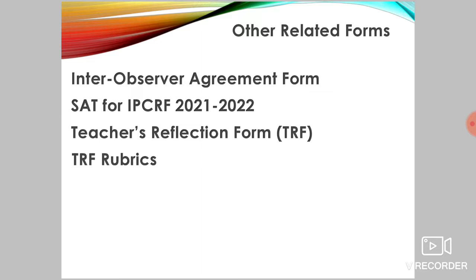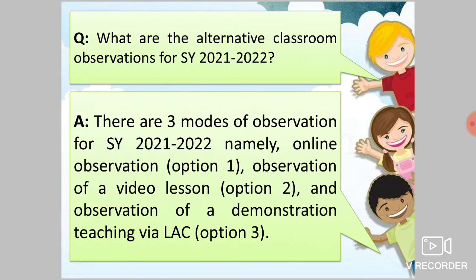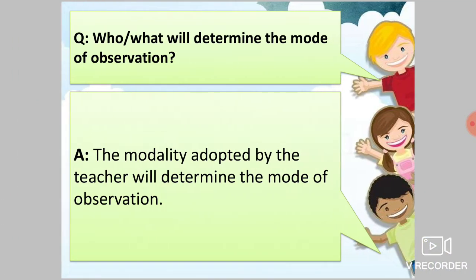The SAT for IPCRF 2021-22 should be employed before the observation. Then the teacher's reflection form and teacher's reflection form rubrics will give you a grade. Now the question is, what are the alternative classroom observations for school year 2021-2022? There are 3 modes actually: the online observation, observation through video lesson, and observation of the demonstration teaching via LAC session.